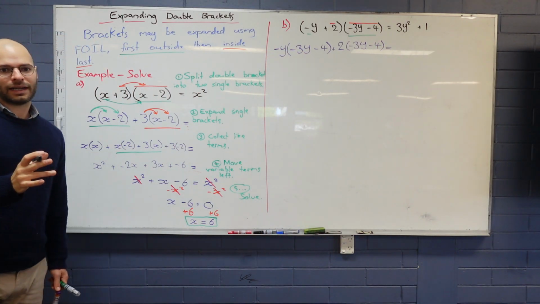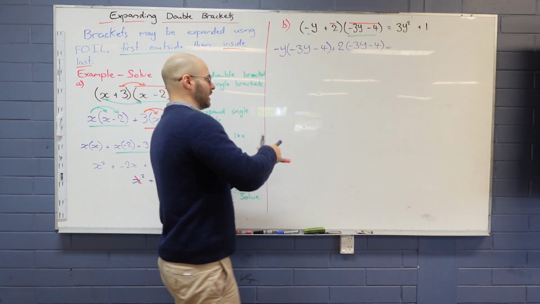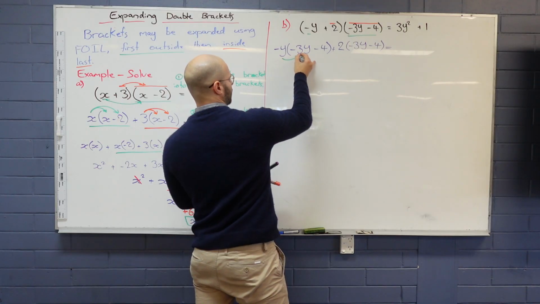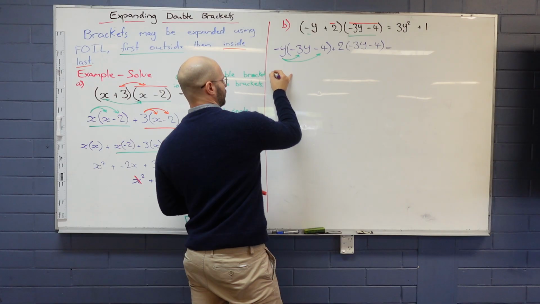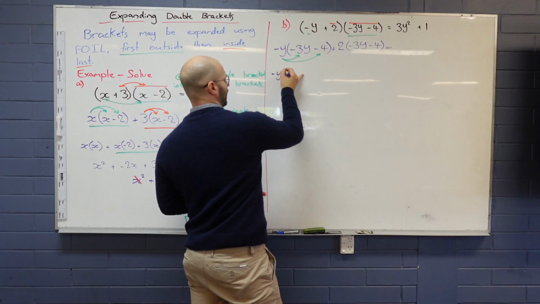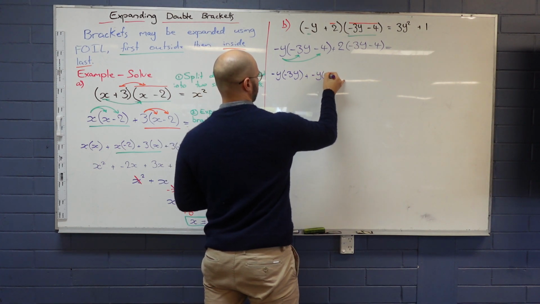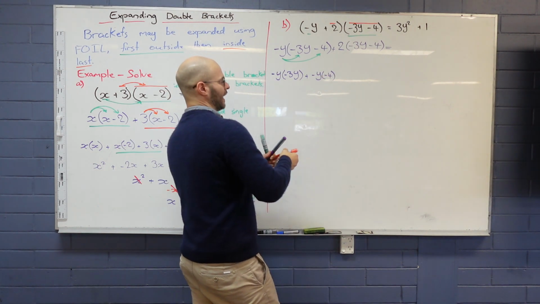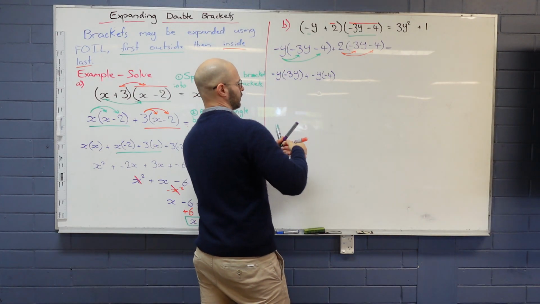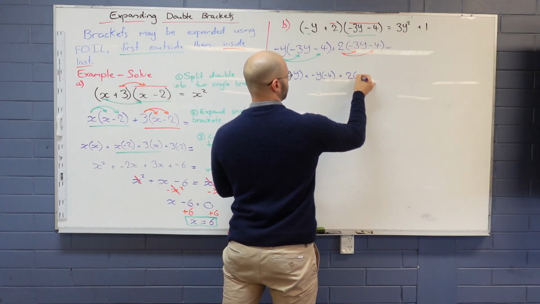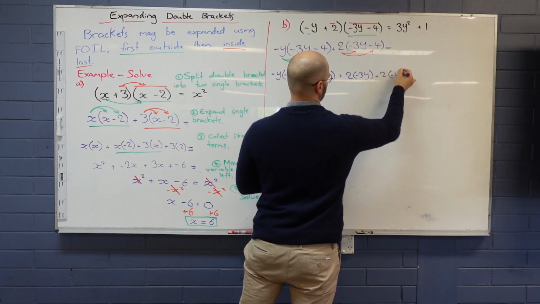We've now turned the double bracket into a single bracket, something we're already familiar with. To do this, we expand out. So bang, bang. This is going to turn into minus y minus 3y plus minus y minus 4. Next bracket, boom, boom. 2 minus 3y plus 2 minus 4.